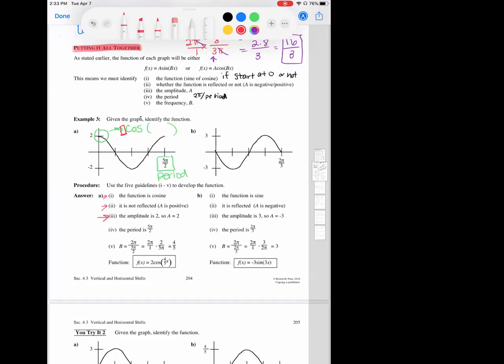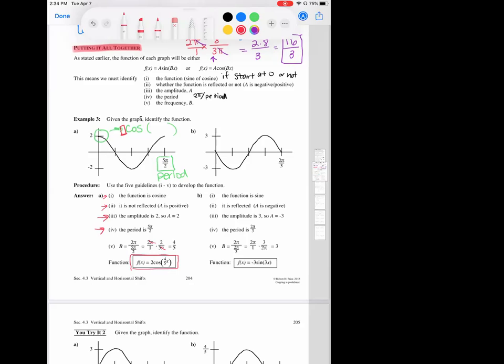4, the period is 5 pi over 2. 5, I need to figure out B. So I take 2 pi divided by 5 pi over 2. And we see the work, our pi's divide out, we're left with 4 over 5. So this is our final answer. F of x is equal to 2 cosine of 4 over 5x.